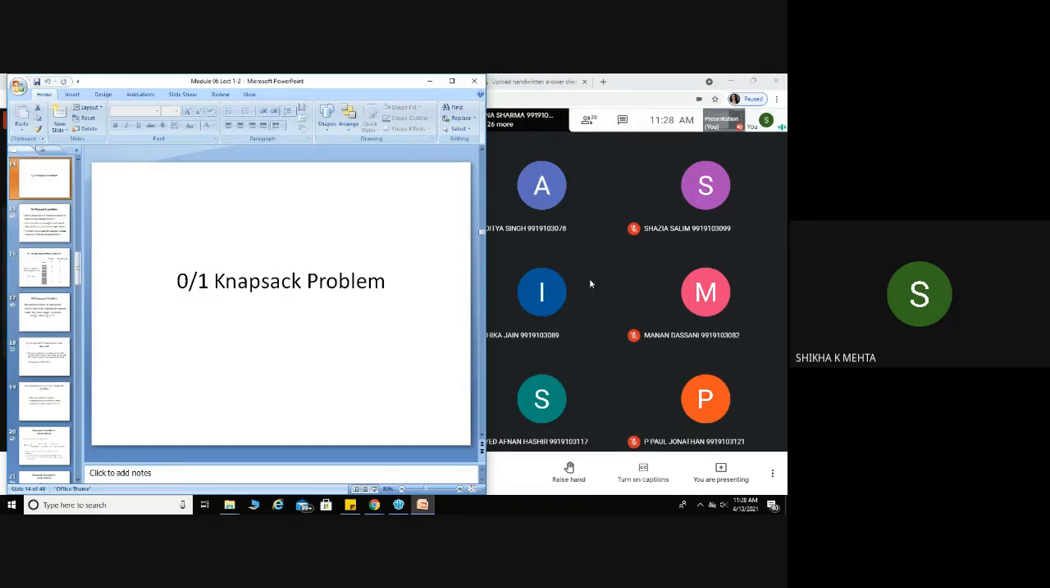One is maximization of the profit and second one is minimization of the weight, or you can say just keep the weight as it is because we cannot increase the weight of the bag. And what is the meaning of 0 1?